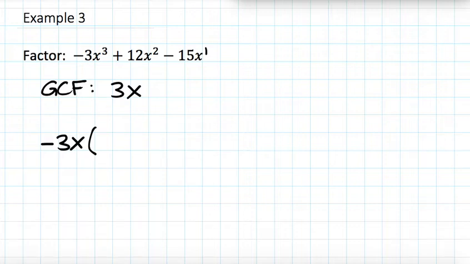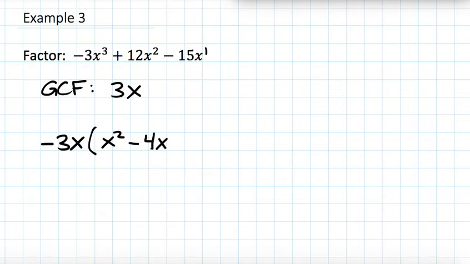Now, you have to be very careful with signs in this and think about, okay, when I distribute it back, am I getting back to what I originally started with? So to get negative 3x to the third, I need to multiply negative 3x by positive x squared. Now to get positive 12x squared, I need to remember that negative times negative is positive. So this is going to change to minus 4x. So when I multiply negative 3x times negative 4x, I get plus 12x squared.